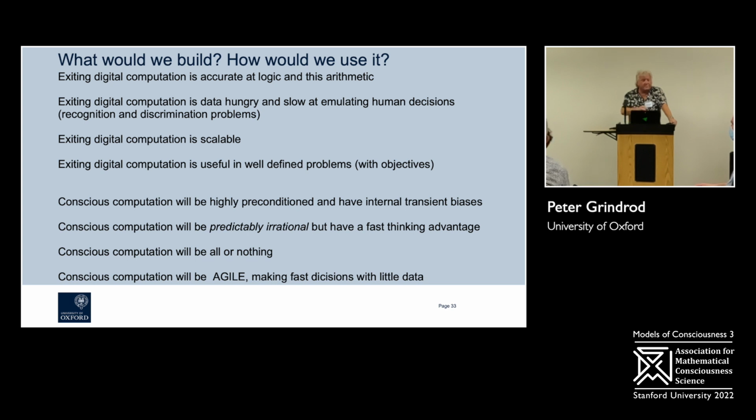Conscious computation, this is what we're going to build. We're going to build a computer that has internal modes and that can lock in completely with one another. That will be highly preconditioned, self-preconditioned, but it will have an internal transient bias all the time. So we have to catch it in the right mood. It's a bit like going to see your boss and ask for a rise. You can pick your moment. It'll be predictably irrational. It will make the same mistakes over and over, just like we do.